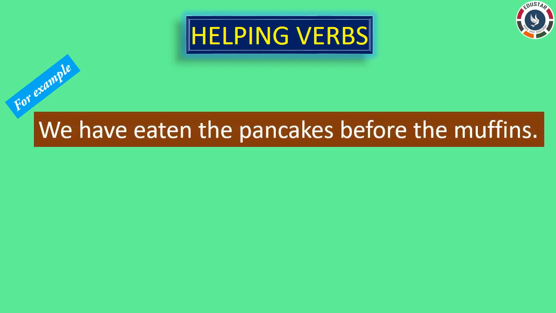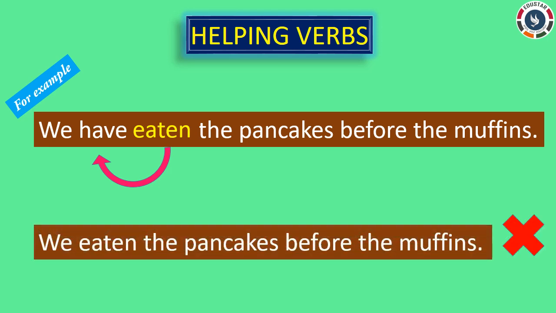We have eaten the pancakes before the muffins. The verb eaten needs the help of the verb have to make complete sense. We cannot say we eaten the pancakes before the muffins. The verb have does the work of a helping verb since it helps the main verb eaten.